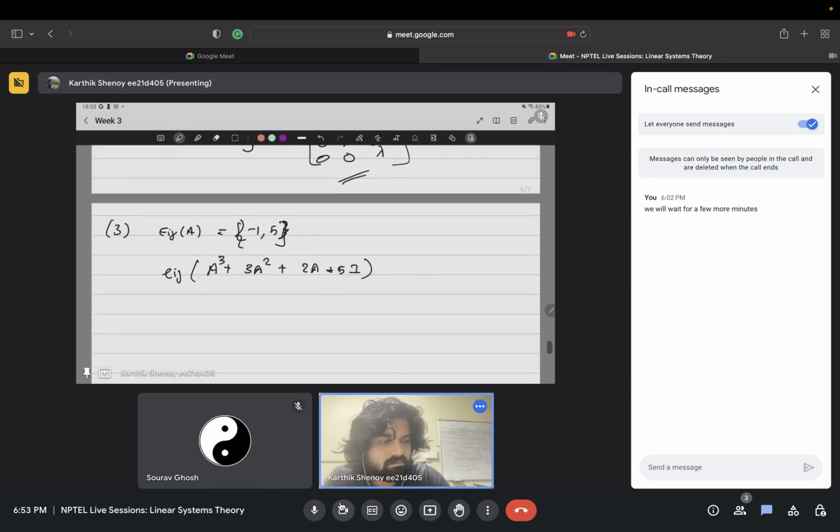I am just refreshing all these math things, because you will use this in something called the Cayley-Hamilton theorem and stuff like that. So how do you find the eigenvalue of this entire matrix? Let's say I call it P, the eigenvalue of P.